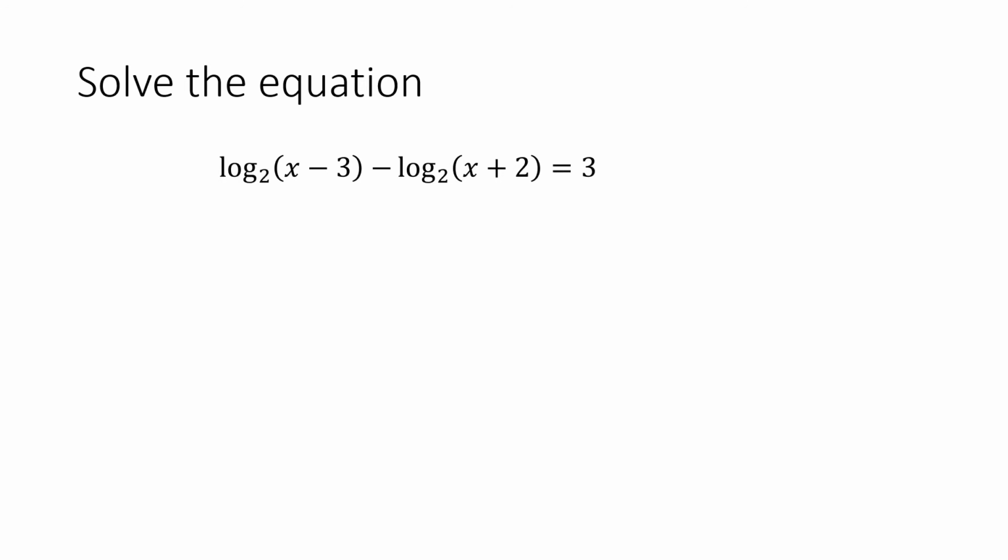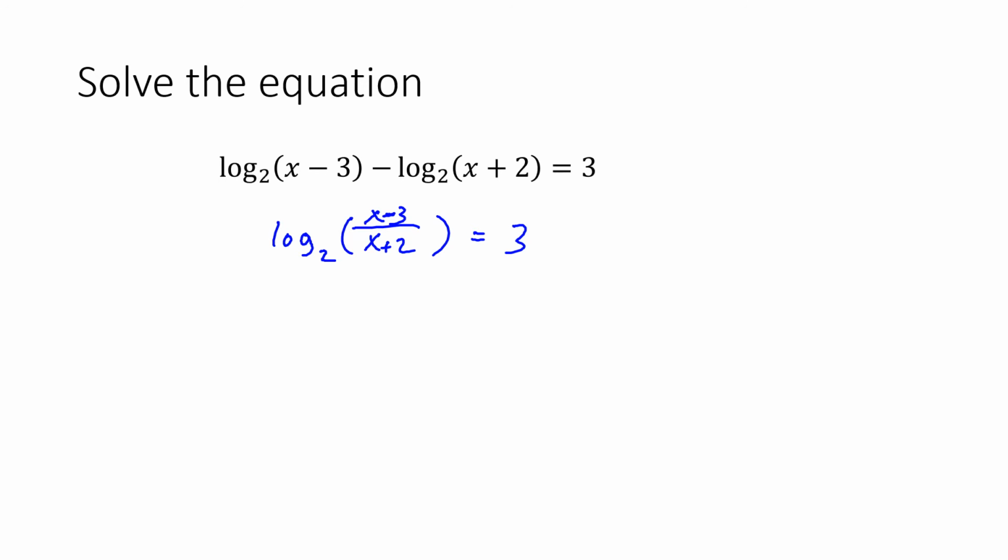This problem is a little different. What we need to do is condense everything on this one down to a single logarithm. So notice that we have log minus log. Remember from what we said before that if we have log minus log, it condenses down to the log of a quotient. So this side has to condense down to log base 2 of a quotient. The numerator is going to be x minus 3, and the denominator is going to be x plus 2, and that's all equal to 3. So now it looks a lot more like the problem that we just did.